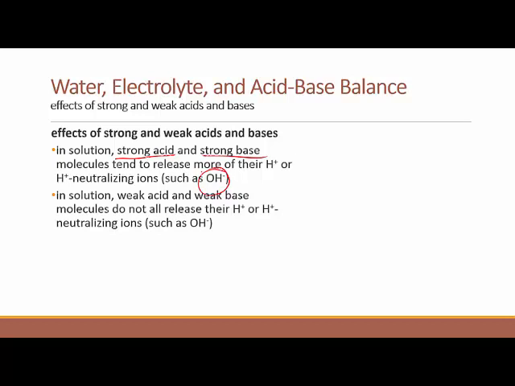Weak acids and weak bases, on the other hand, have a harder time letting go of those hydrogen ions or their acid neutralizing ions. So it's all about how much acid each one of them will produce in solution, or how much acid neutralizing molecule each one produces, how much base they release. Okay, so strong acids and strong bases make a lot of the thing that is either the acid or the base. Weak acids and weak bases only release a little bit.